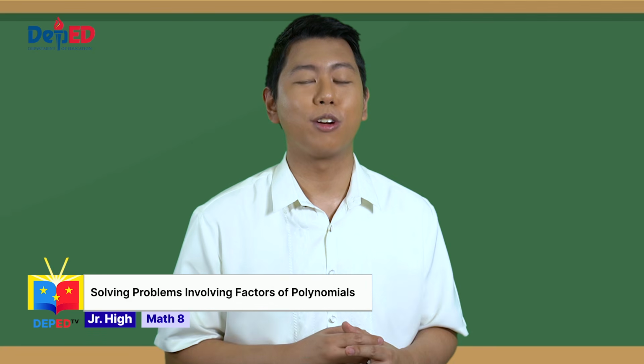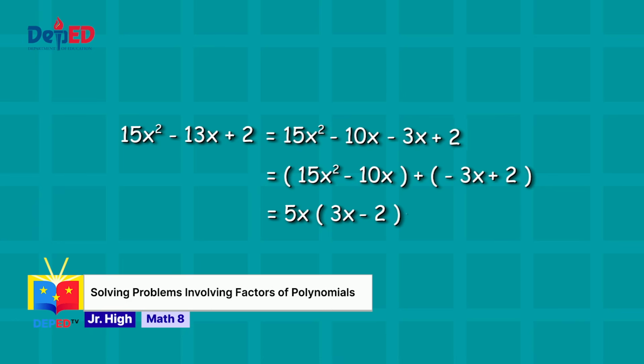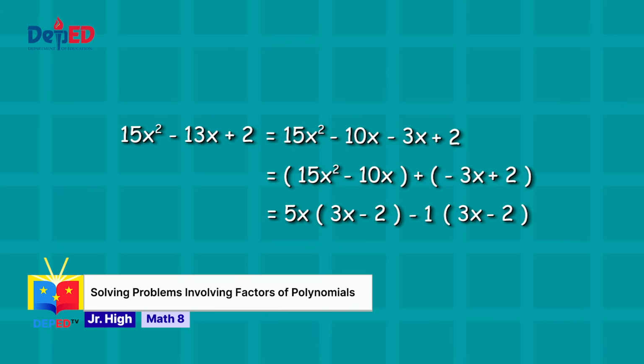How about the other pair of terms? Do they have a common factor? The common factor is negative 1. So we can write this as minus 1 times the binomial 3x minus 2. Now, can you give me the factored form of 15x squared minus 13x plus 2? It is equal to the quantity 5x minus 1 times the quantity 3x minus 2.